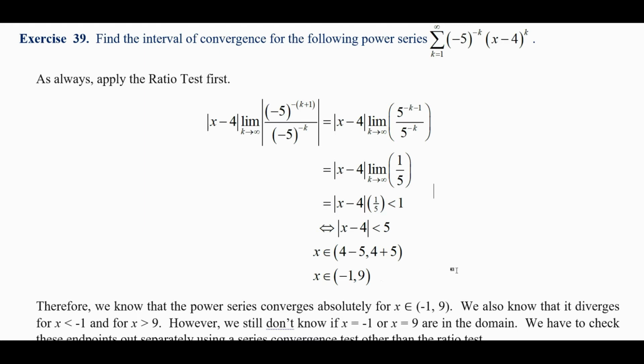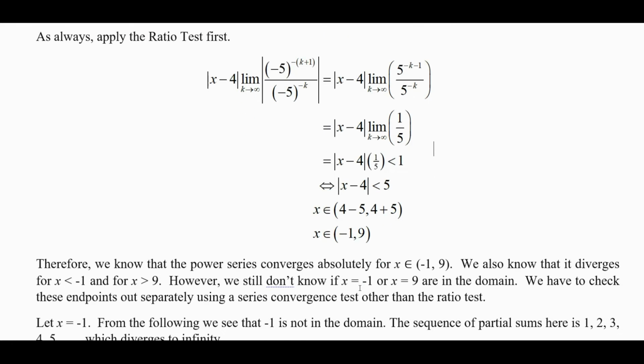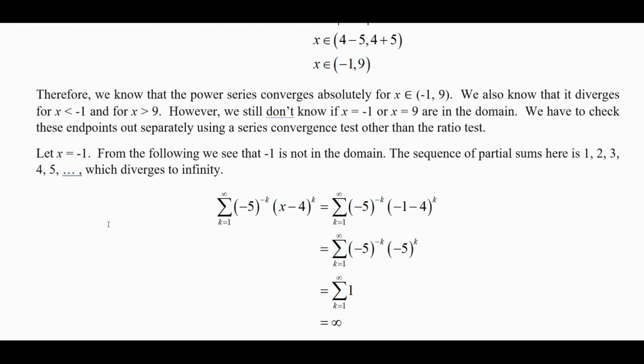We know for x greater than 9, or for x less than -1, it diverges. And we know that it converges absolutely for the stuff between -1 and 9. But what happens right at -1 and right at 9? Well, we have to check those separately. First, let x equals -1 and just see what happens.